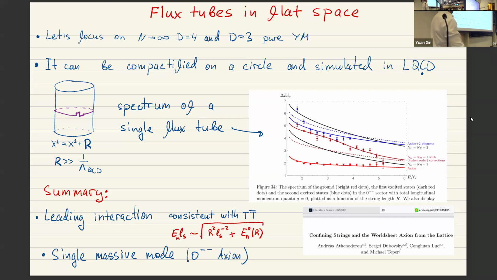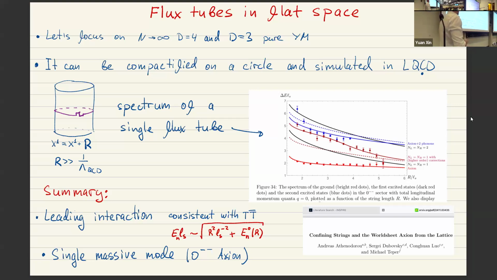And then in flat space, it can be compactified on a circle and simulated on the lattice. The setup here is a cylinder of some radius r. I take r a priori much longer than the QCD scale, and then I insert some sort of wiggly string that creates an excited state of my flux tube. Then I can study its spectrum, and many people have done it. The most recent updates are in a paper by Sergey and others. Gabriel also worked on rotating strings.